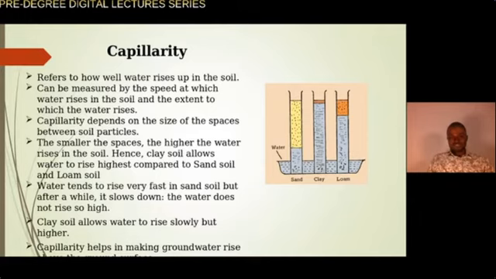The smaller the space, the higher the water rises in the soil. Therefore, in our setup, the clay soil allows water to rise highest compared to sand soil and loam soil. Water tends to rise very fast in sand soil, but after a while it slows down, and then the water does not rise again. Clay soil allows water to rise slowly but higher. Capillarity helps in making groundwater rise and become available for the plants on the surface.